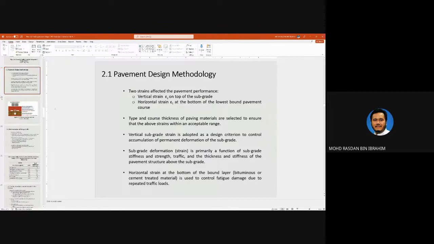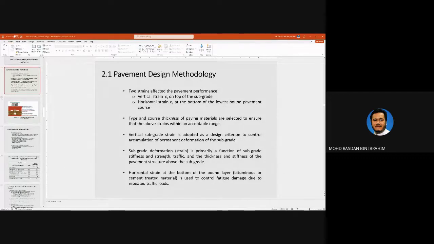The two types of strains on the pavement performance are the vertical and horizontal strain. Vertical strain occurs on top of the subgrade, and horizontal strain at the bottom of the lowest bound pavement course. Lowest bound means that if the road base is bound, then it is under the road base. If the road base is granular, the bound part is only the surface course, then the horizontal strain is under the surface course.